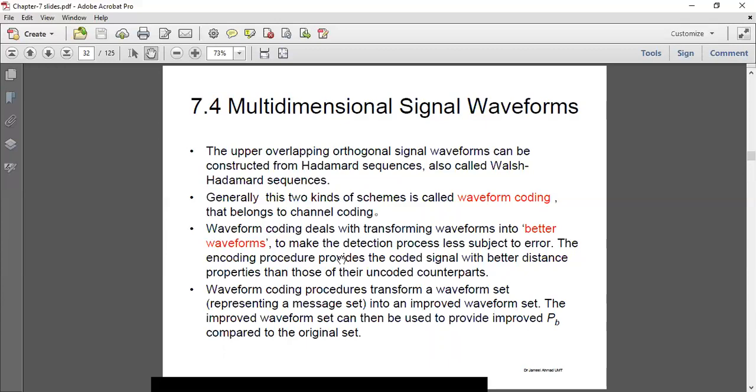Waveform coding deals with transforming the waveform into better waveforms to make the detection process less subject to error. The encoding procedure provides the coded signal with better distance properties than those of their uncoded counterparts. So the waveform coding procedure transforms a waveform set into an improved waveform set. The improved waveform set can be used to provide improved PB compared to the original set. PB is your bit error probability.